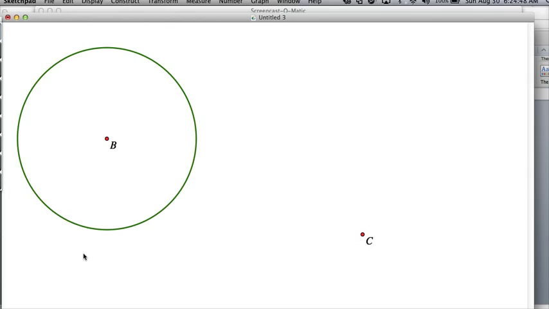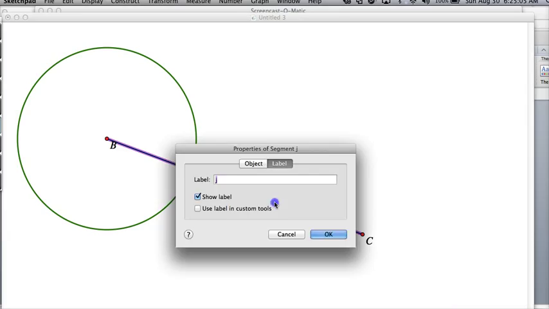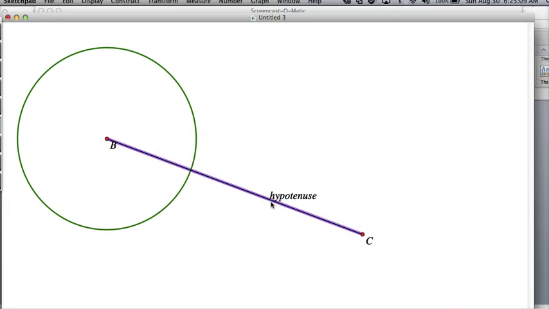So I'd start off by drawing a segment from B to C. I will be showing students this whole demonstration. And then I would explain to students that this segment here, which I'm actually going to label, is going to be the hypotenuse of a right triangle. That's going to be important for us to keep in mind, that this is going to be the hypotenuse of a right triangle.